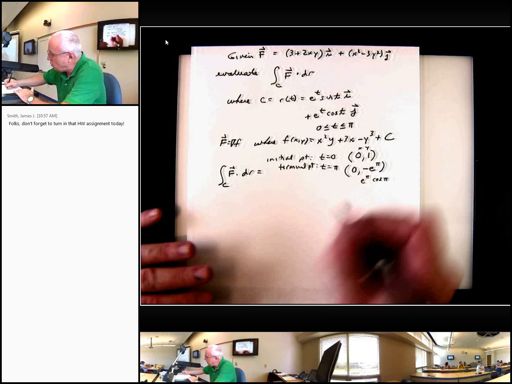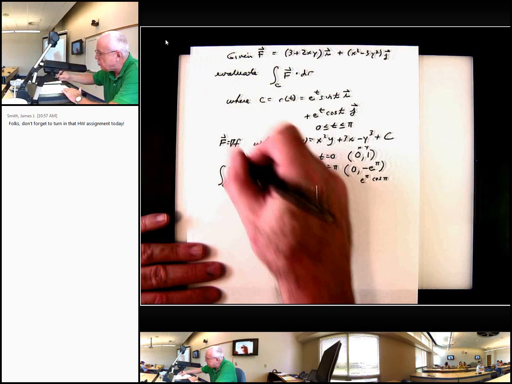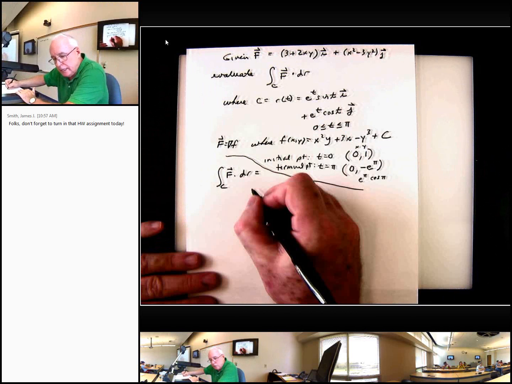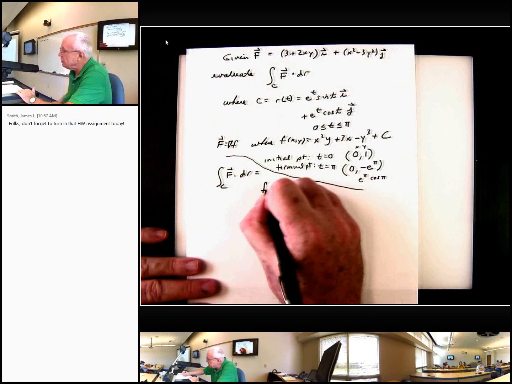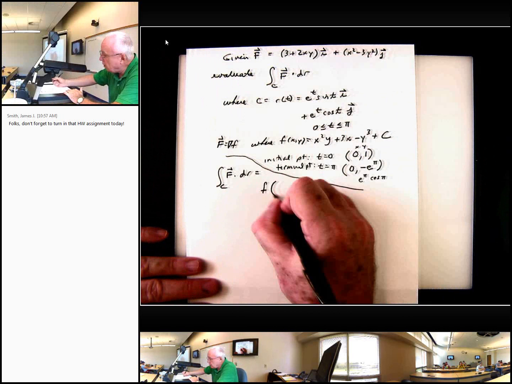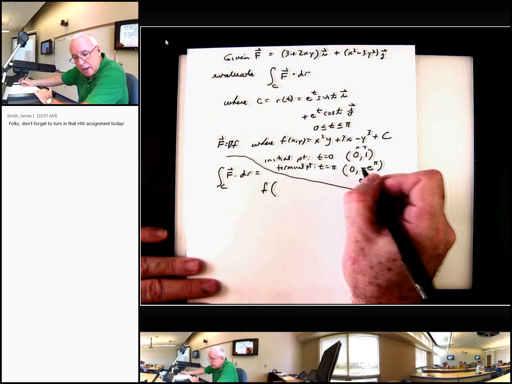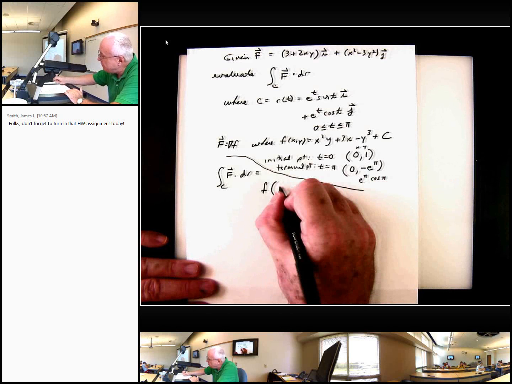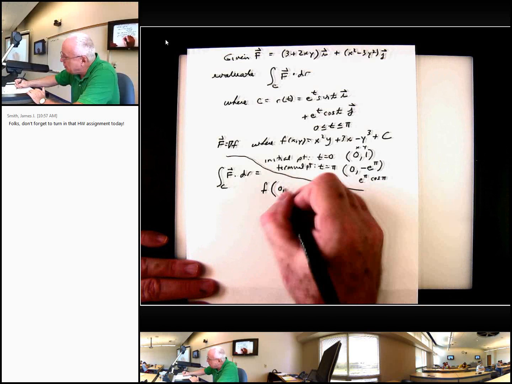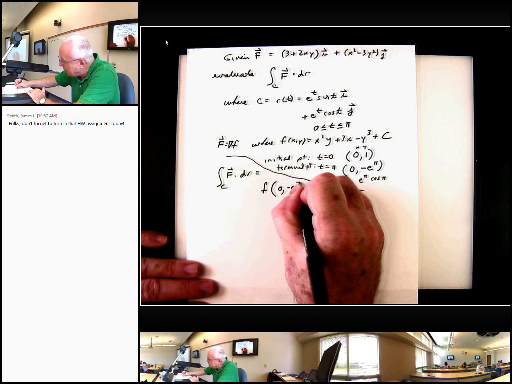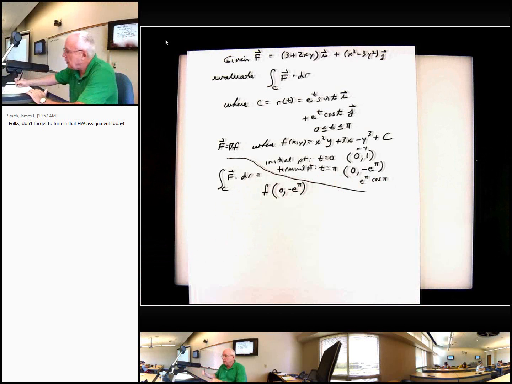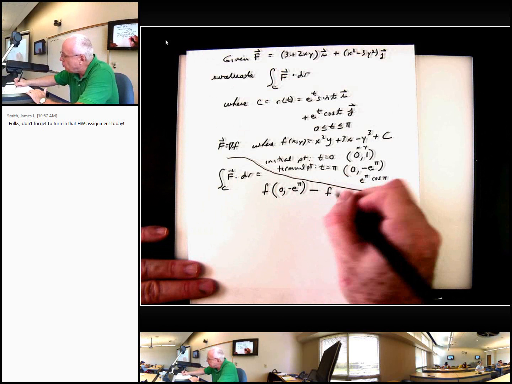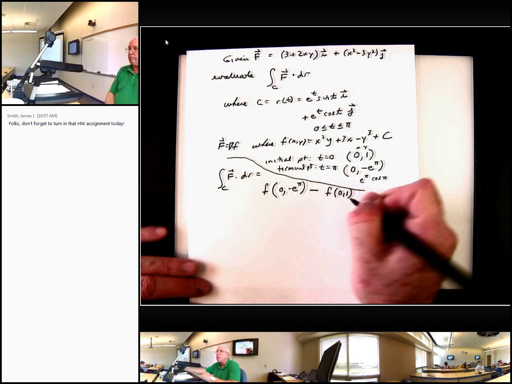Okay, so let's get here. Let me put a little line. So the value of this line integral then is going to be my little f function that I found. First of all, I'm going to evaluate it at my terminal point. So that's going to be f evaluated at 0, comma, minus e to the pi power. And then subtract f evaluated at my initial point, which is 0, comma 1.